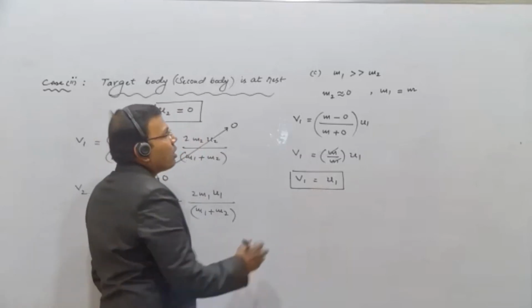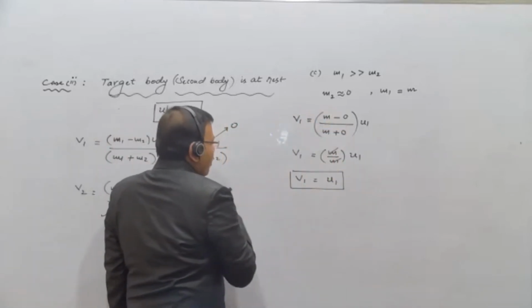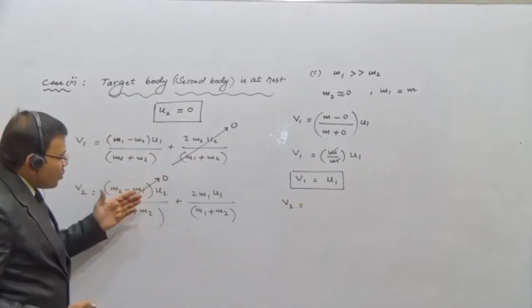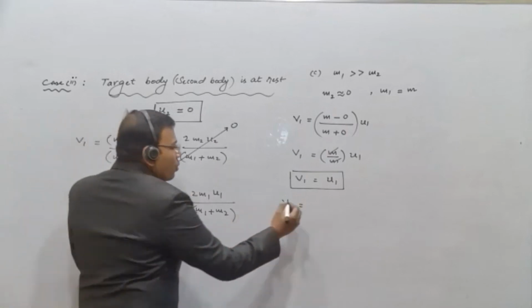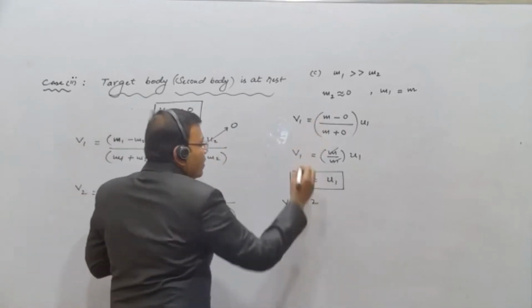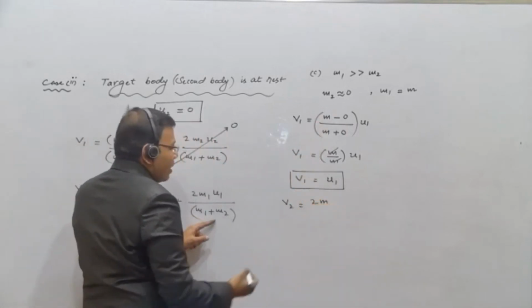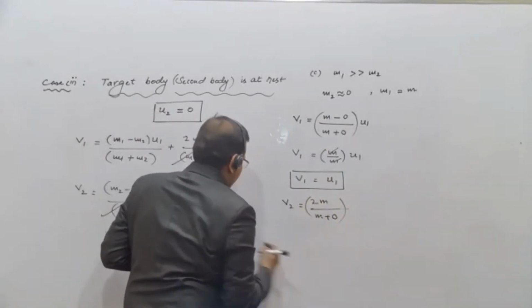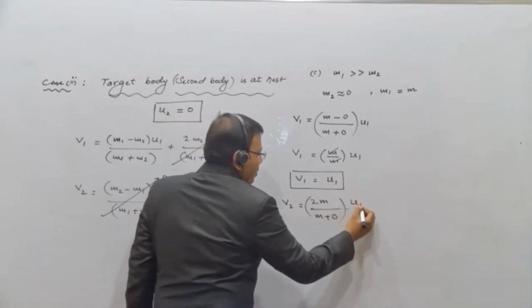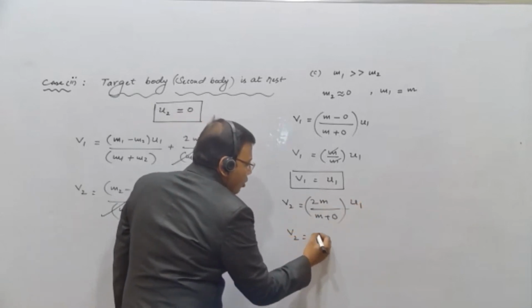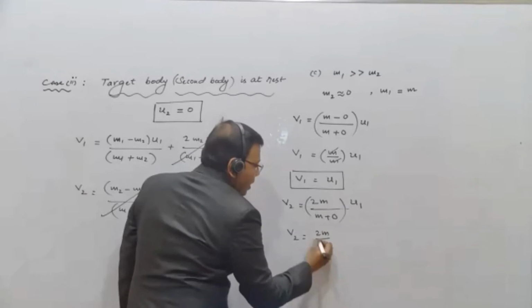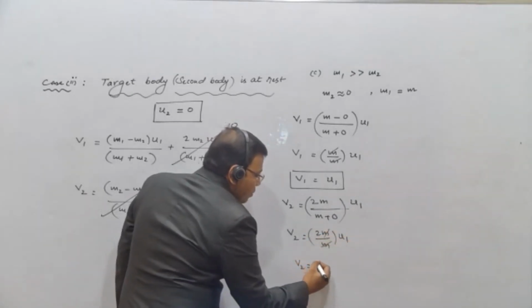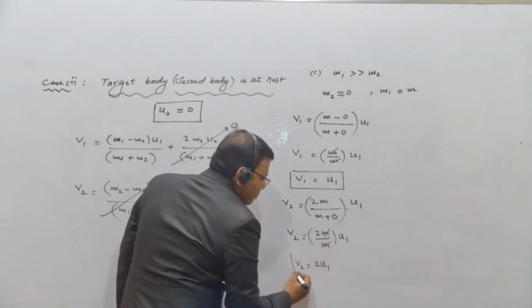Now let us go for the situation that is for v2. What is this v2? v2, this part is already 0. So here we go for 2. What is m1? m1 we have considered it to be as m by m plus 0 into what is this? u1. So final velocity of the second body, if you see, this is 2m by m into u1, this to get cancelled. So v2 is equals to 2u1.